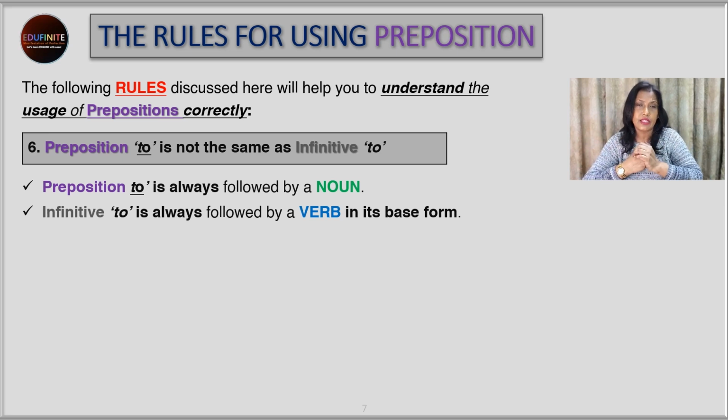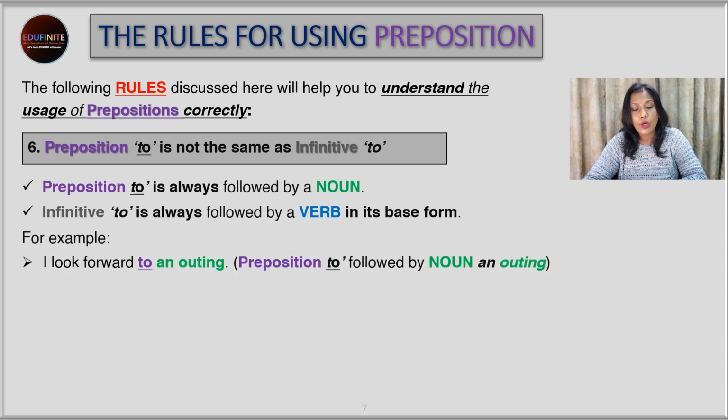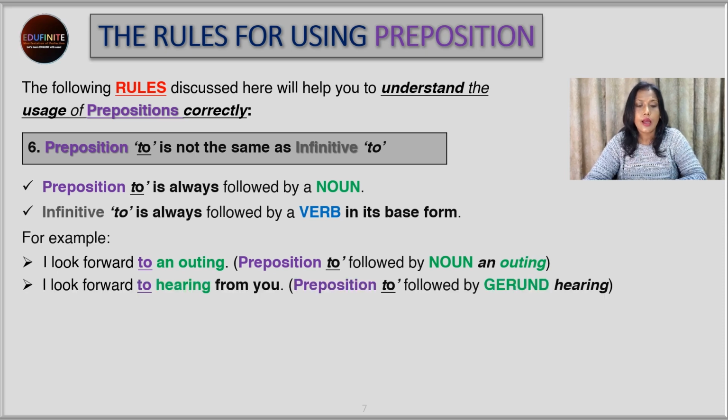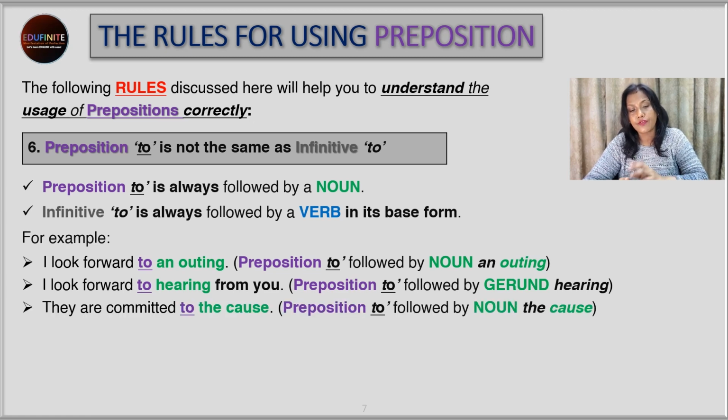So what is actually an infinitive? Infinitive is to plus the base form of the verb. That's the infinitive. For example, I look forward to an outing. So to is the preposition followed by the noun outing. Next, I look forward to hearing from you. Again, here we have the gerund form, and we cannot say I look forward to hear from you. That is wrong. Next, they are committed to the cause. Again, after to we have the noun cause.